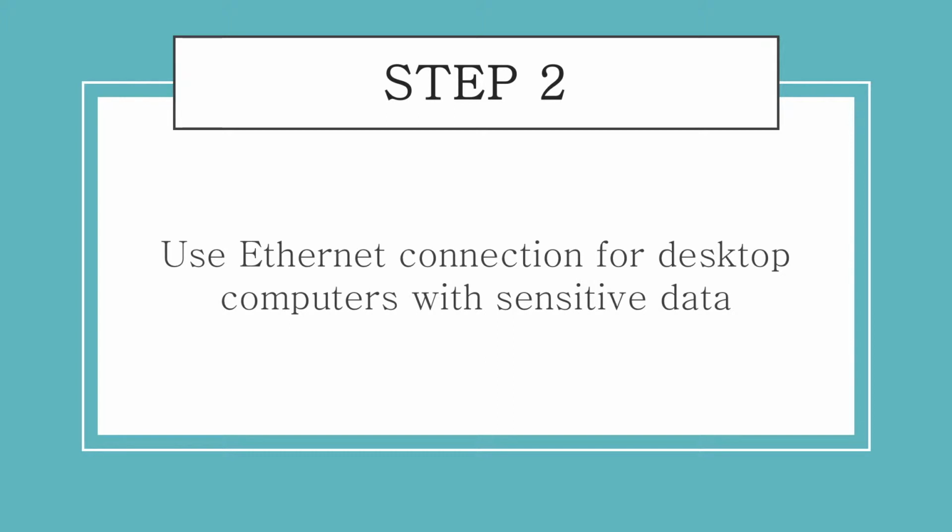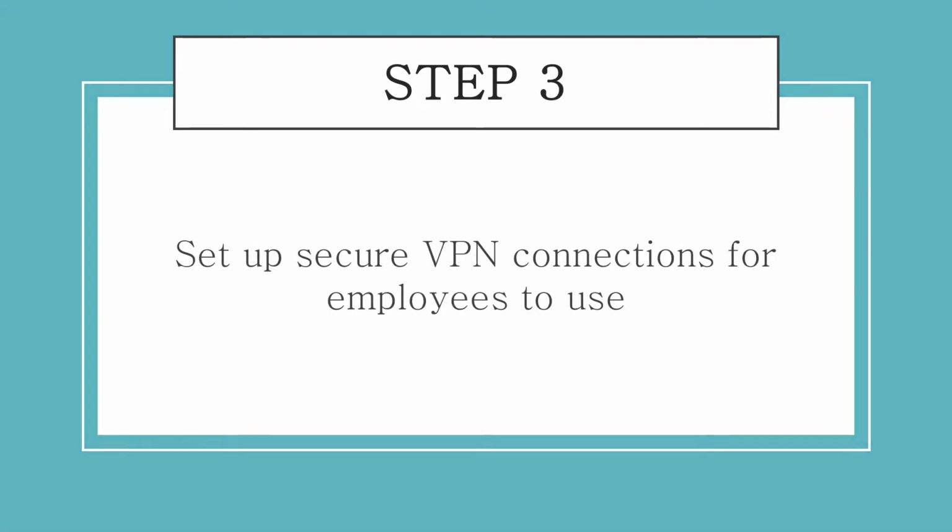Second thing is for computers that have lots of secure data on them, consider using an Ethernet connection. That way you don't even have to worry about the KRACK attack. Then third, it would be a great idea to set up a secure virtual private network that your employees can use if they need to access company data in a public setting, like a coffee shop or something like that. Virtual private networks will prevent any data from getting out through the KRACK.